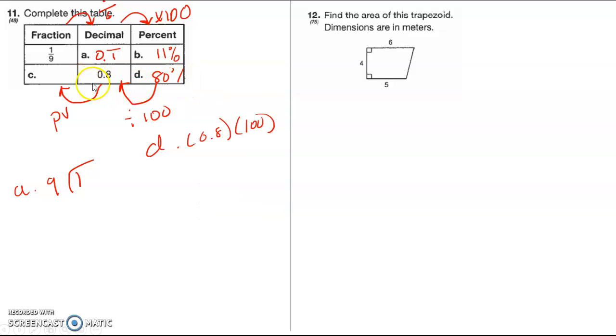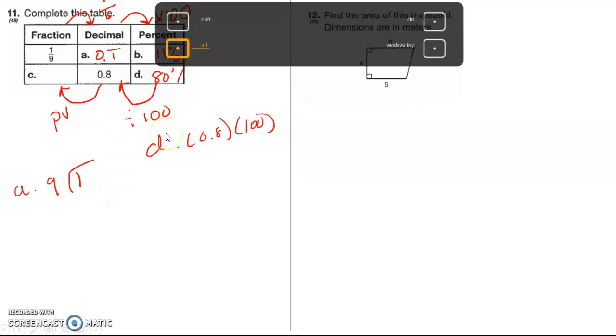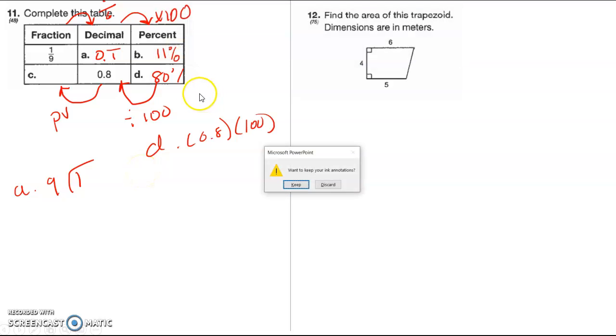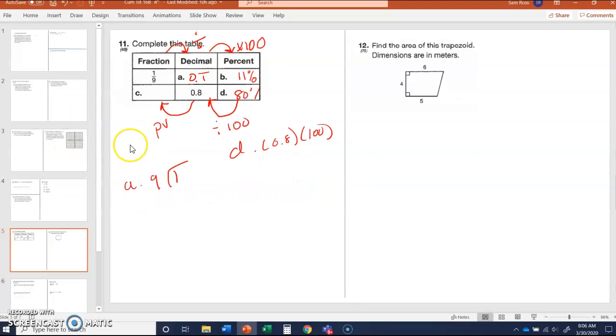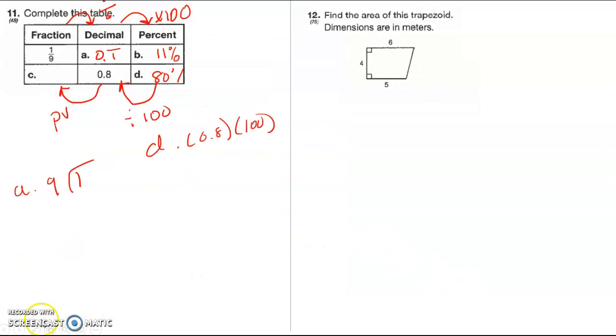Oops. Uh-oh. It's not letting me write. Oh. Keep. Oh no! I don't know what happened. But I don't want to lose this. See if we can go back. And then I would like to do this. See if that helps. Oh, here we go. Got it.